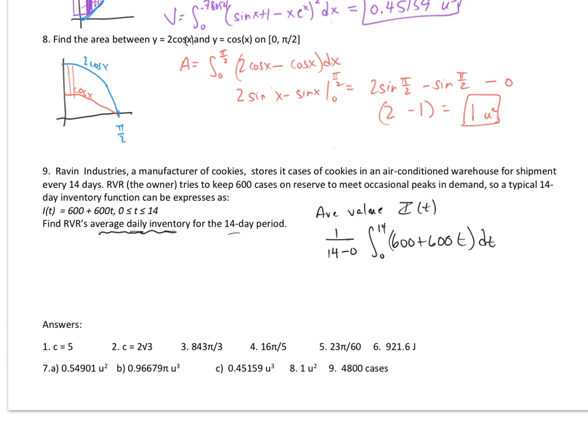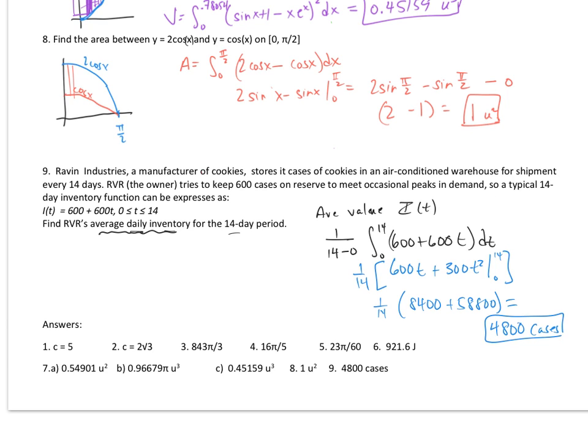Working this out, this one's pretty easy to integrate. We end up with 600t plus 300t squared, 1 over 14 times this on the bounds from 0 to 14. Plugging it in, we get 1/14 times 8,400 plus 58,800, sorry. And we work this out, we end up with 4,800 cases as our average.